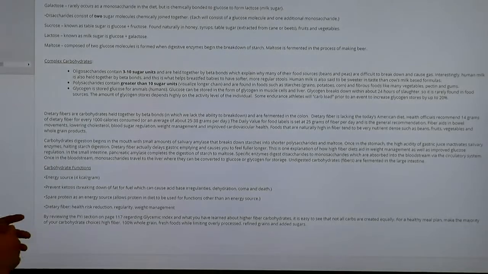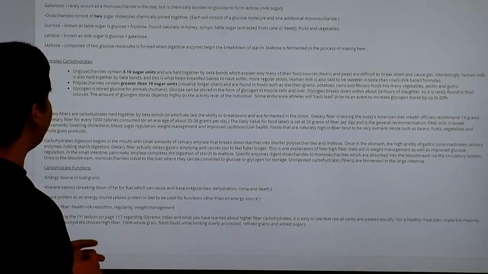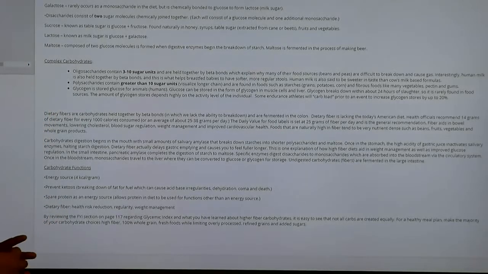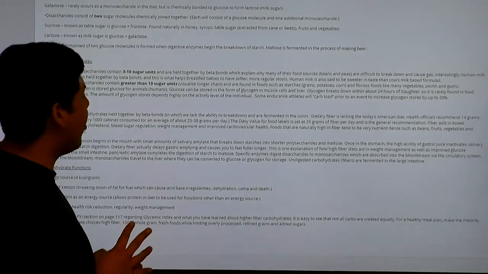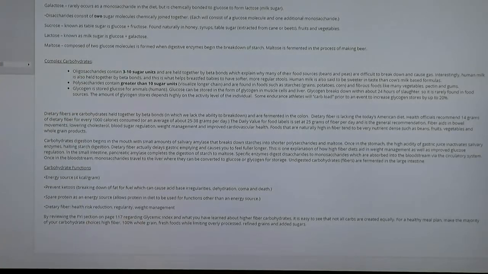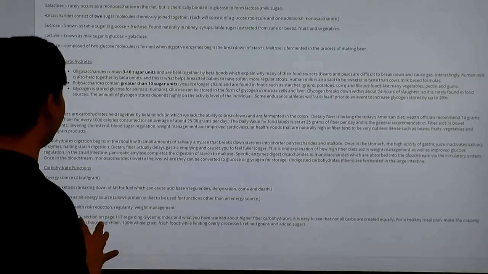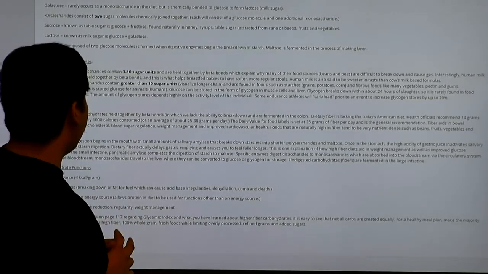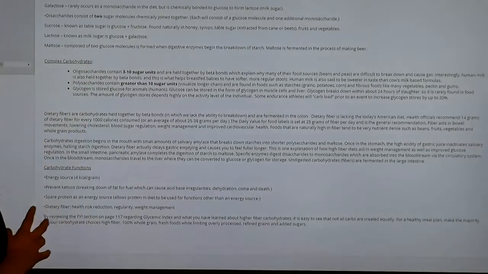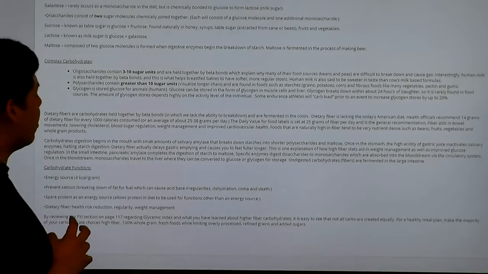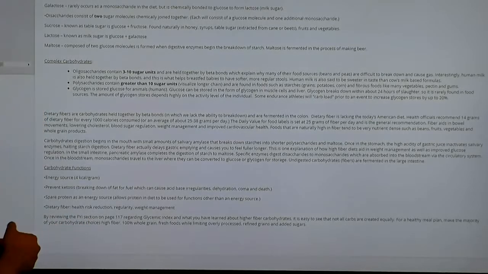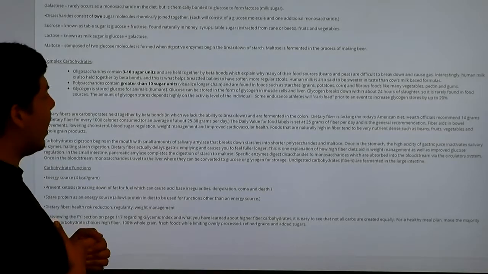Dietary fibers are carbohydrates held together by beta bonds which we lack the ability to break down and are fermented in the colon. Dietary fiber is lacking in today's American diet. Health officials recommend 14 grams of dietary fiber for every 1,000 calories consumed, or on average about 25 to 38 grams per day. The daily value for food labels is set at 25 grams of fiber per day and is the general recommendation.